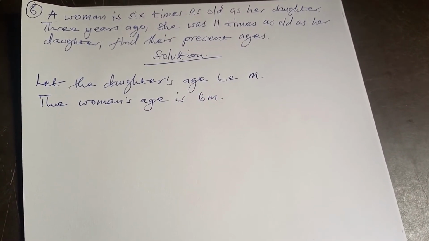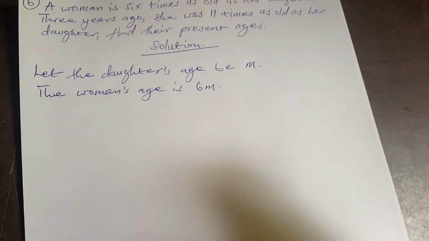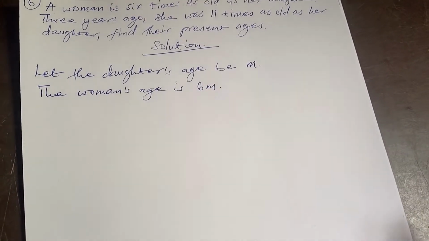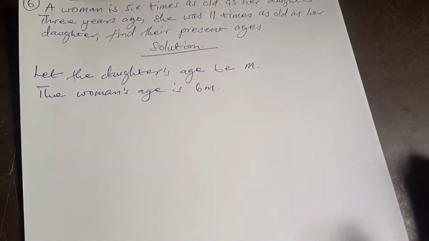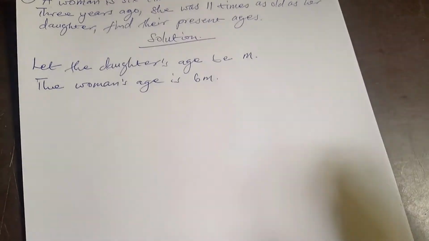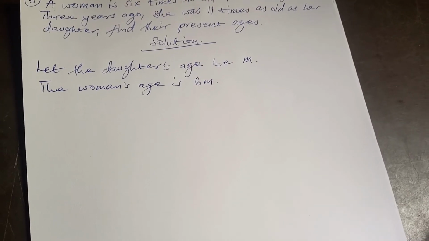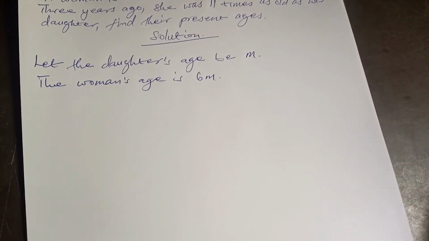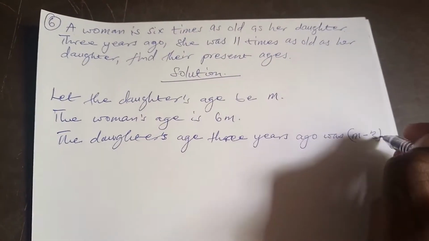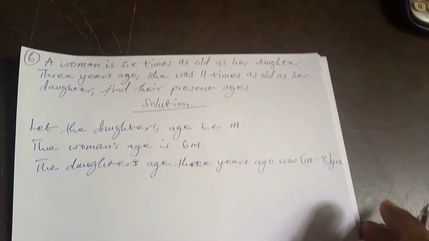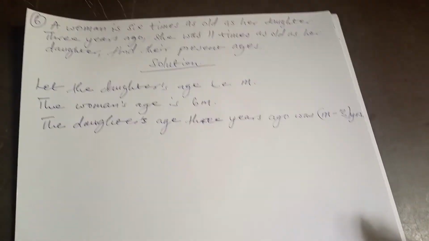And this one, unlike the example we just solved, which is 3 years later or after, is rather 3 years earlier. So we have to subtract 3 from each of their ages now. Then that will give us their ages 3 years ago. That means that the daughter's age 3 years ago will be m minus 3 years. Is that not so? So let's write that. Good. And the woman herself, her age 3 years ago will be 6m minus 3. So we can write that one as well.